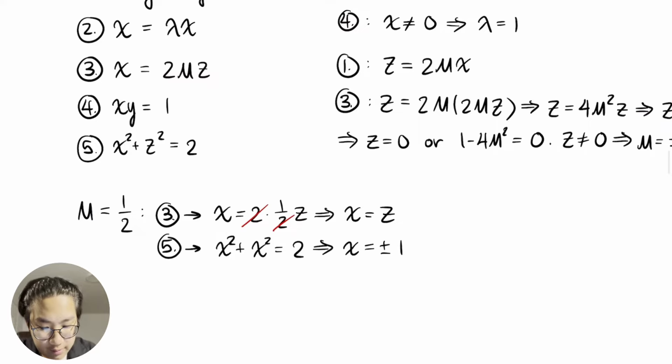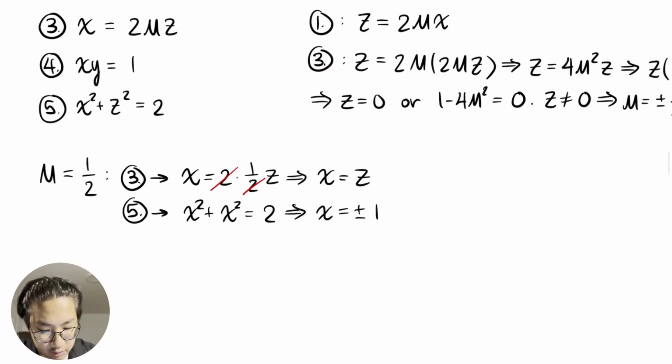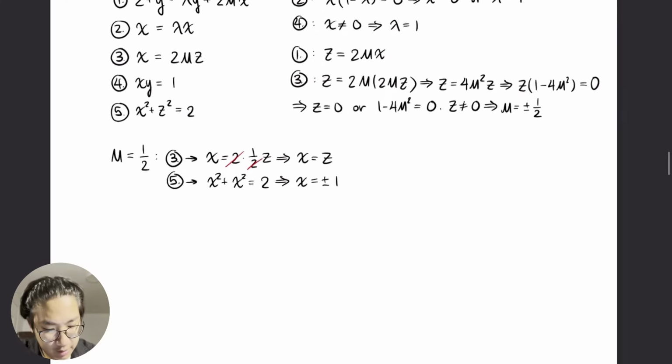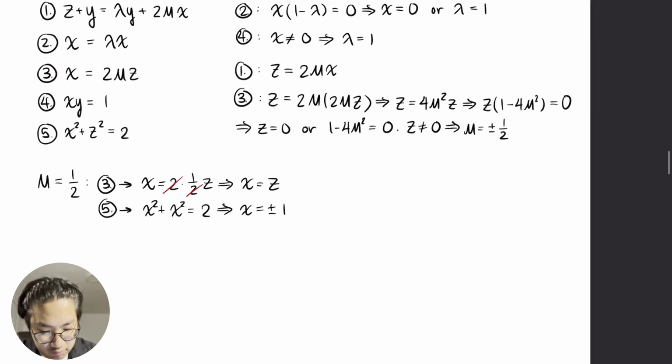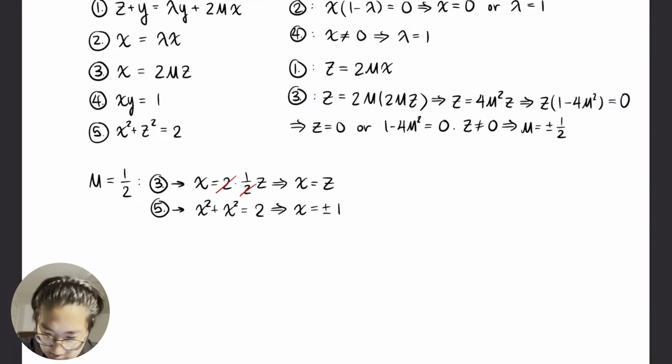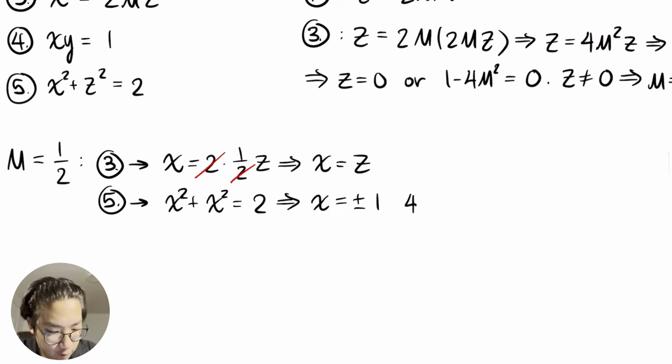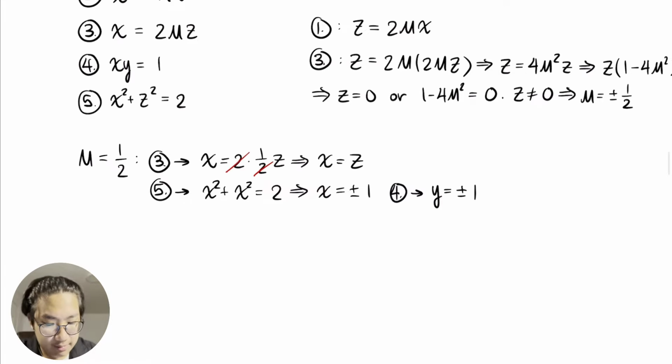And then finally, we can come into here using number 4. I'll write this all in one line. So from 4, because x is equal to plus or minus 1, and x times y is equal to 1, they have the same sign. So in this case, y is also equal to plus or minus 1. So this is one set using the case where mu is equal to 1/2.